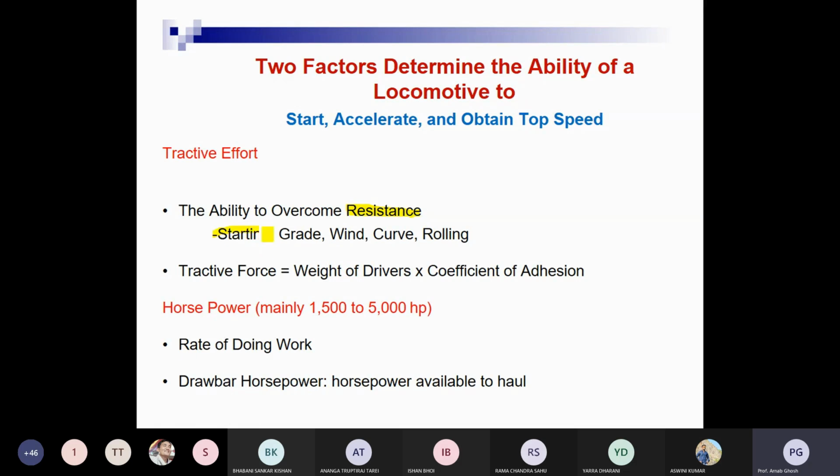So the tractive force is equal to the weight of the drivers and the coefficient of adhesion. Adhesion is important for movement of the train, which are the most important features. What is the horsepower rating of the traction motor? Normally it is 1500 to 5000 HP.